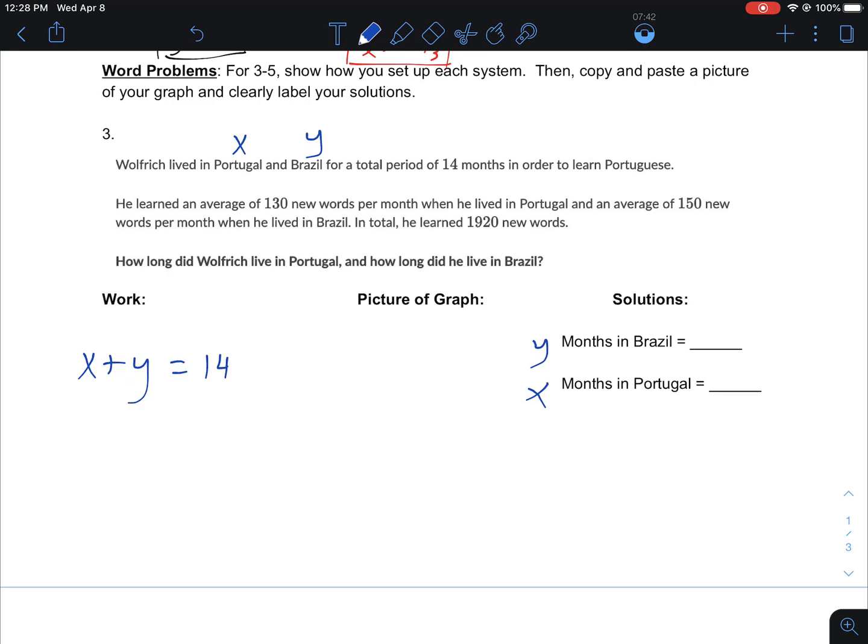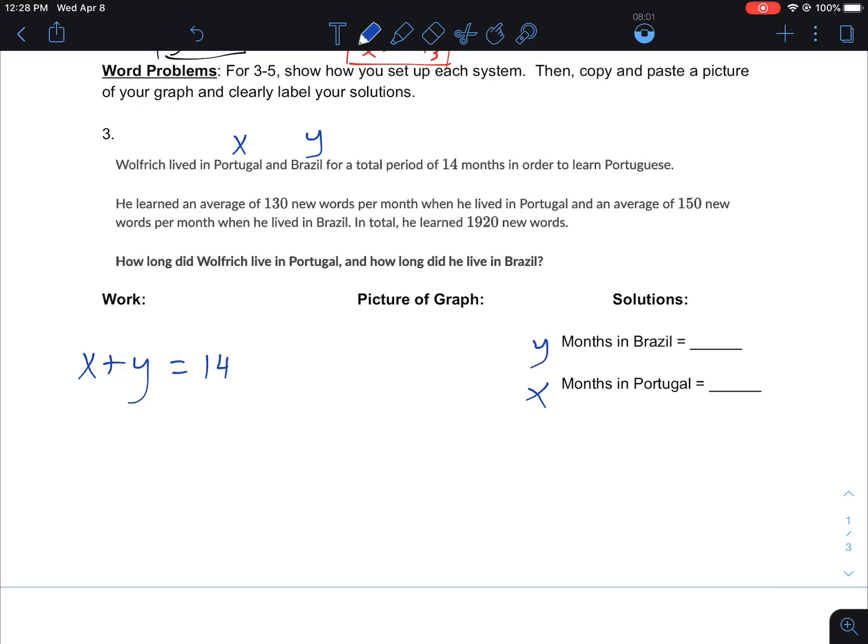So that happens sometimes with like ticket sales. We've seen examples where it might say total tickets were 500. And then they'll talk about the price of each ticket, and that would be your next row. So that's what's kind of going on here, but it's not price. In this case, we're talking about words he learned while he lived in these countries.